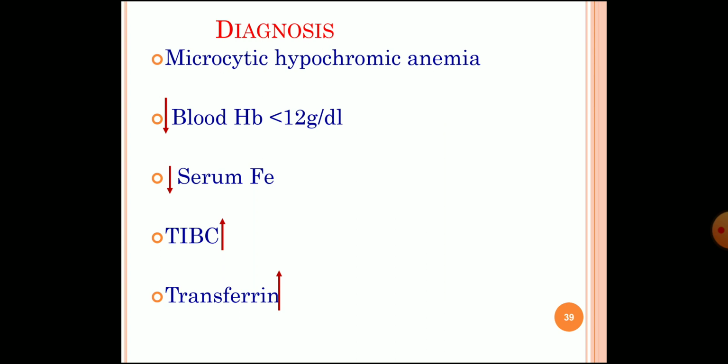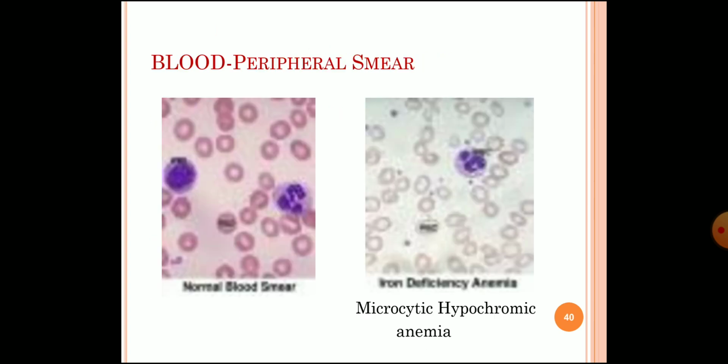Then diagnosis is by microcytic hypochromic anemia picture, where the hemoglobin level is less than 12 grams per deciliter. Normal is 12 to 14 grams per deciliter. Then there is a decrease in serum iron, TIBC will be increased, and transferrin level also increases. Only when transferrin is increased can we absorb more. So in iron deficiency anemia, transferrin level will be increased.